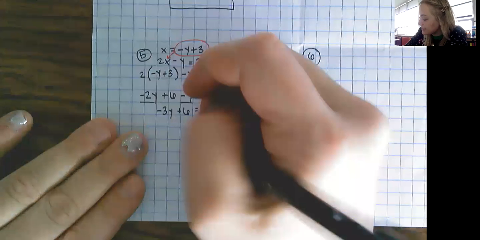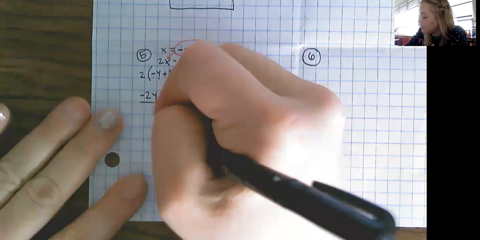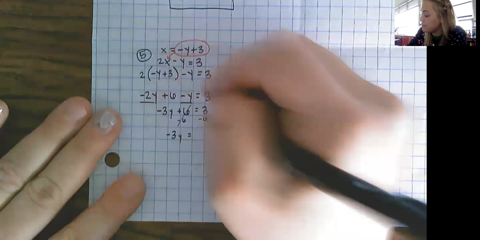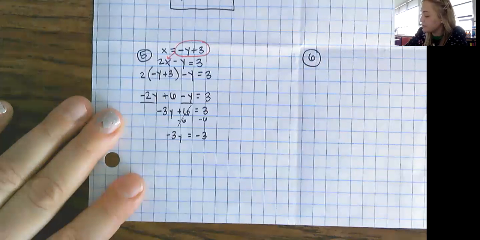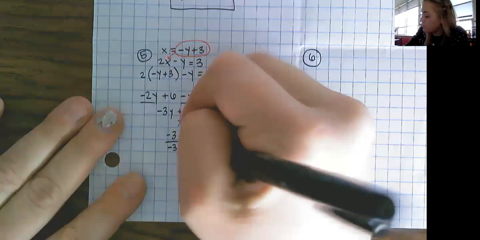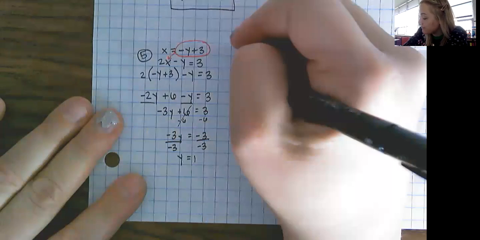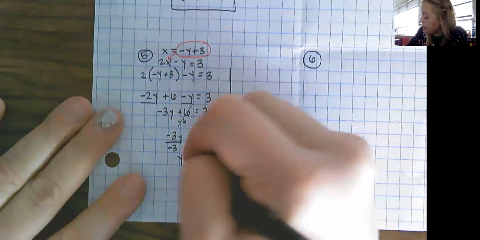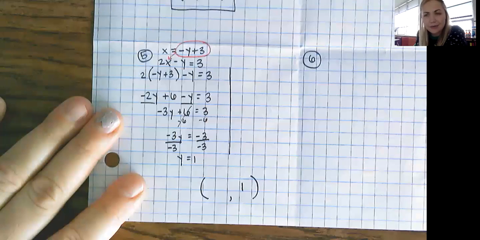I can subtract 6 from both sides. And I've got negative 3y equals, and then 3 minus 6 is negative 3. Don't forget to show your work throughout this whole thing. I can divide both sides by negative 3, and y equals 1. Okay, so that is half of my answer. So I'm going to write my ordered pair. I don't know what x is yet, but I do know that y is equal to 1.